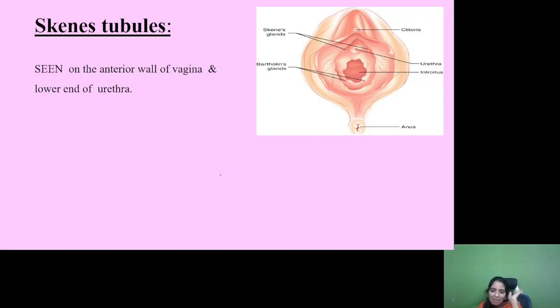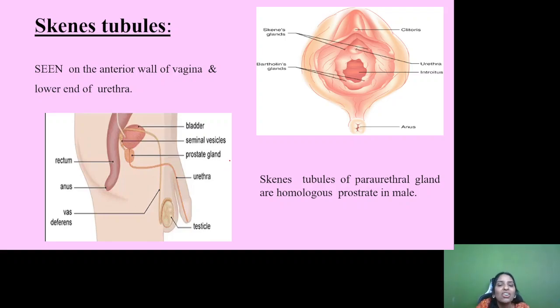Skene's glands, the last part, the fourth structure in the vestibule, are the Skene's glands. As I have shown, this is the urethral opening, and posterior to the urethra are the Skene's glands. Here it is, posterior to it. Location is important.